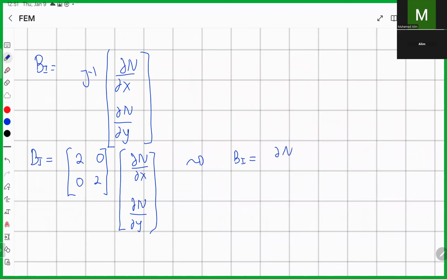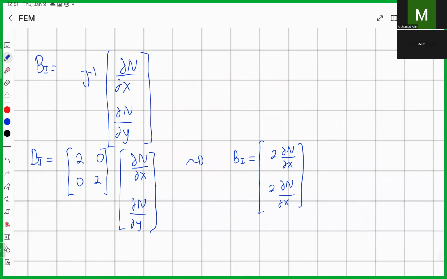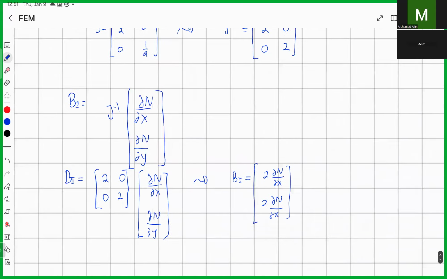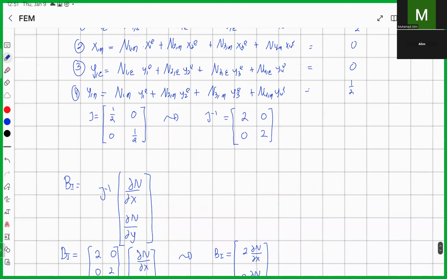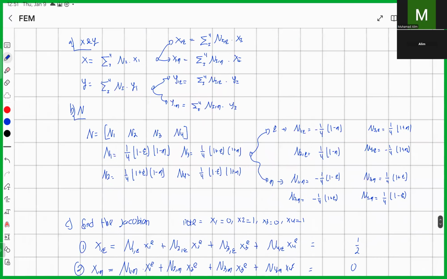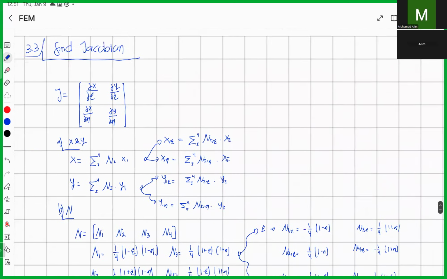Eventually you will have this, correct? Del N with respect to del x, and then here del N with respect to del y. So you have this for Bi, which means, okay, I think it's pretty much clear here. So you need del N with respect to dx. So you will have to insert the derivative of the shape function.